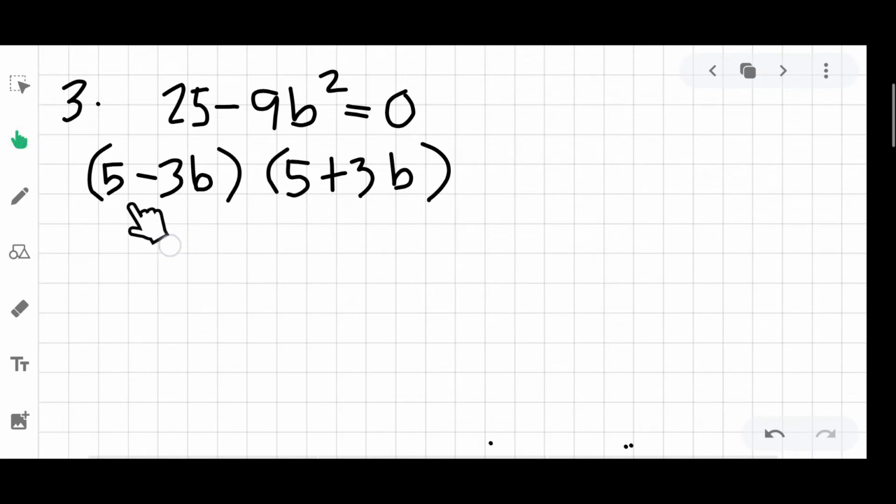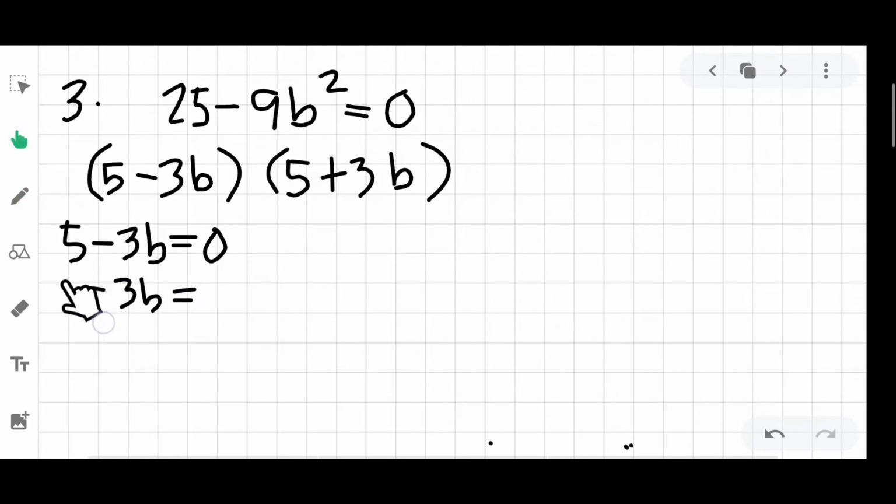Gamitin natin yung unang factoring na nakuha natin. So, 5 minus 3b equals 0. Ang goal natin dito, kailangan maiwan natin si 3b, ilipat si 5 sa kabila. Kailangan bilang yung matitira dito. Bring down negative 3b equals. Si positive 5, pag nilipat mo sa kabila, magiging negative 5.